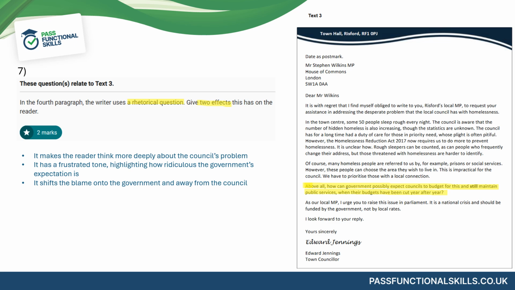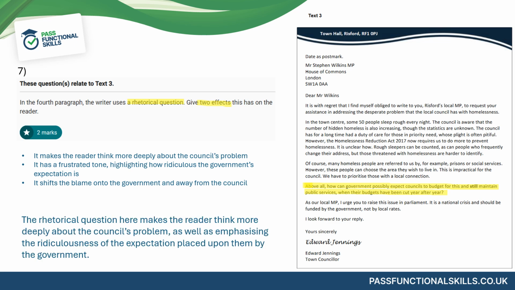So we can pick 2 of those reasons that we've said. Here the student has said the rhetorical question makes the reader think more deeply about the council's problem. That's our first reason, as well as emphasising the ridiculousness of the expectation placed upon them by the government.